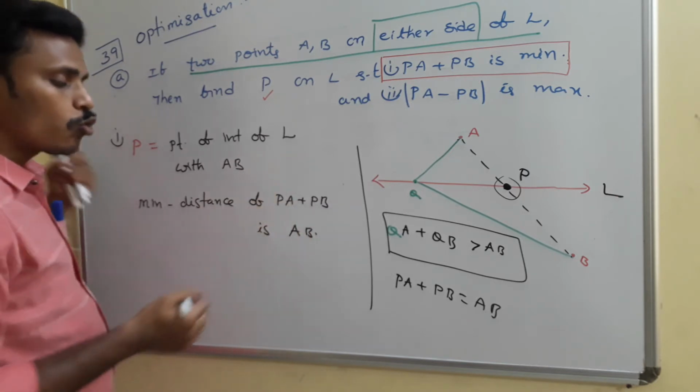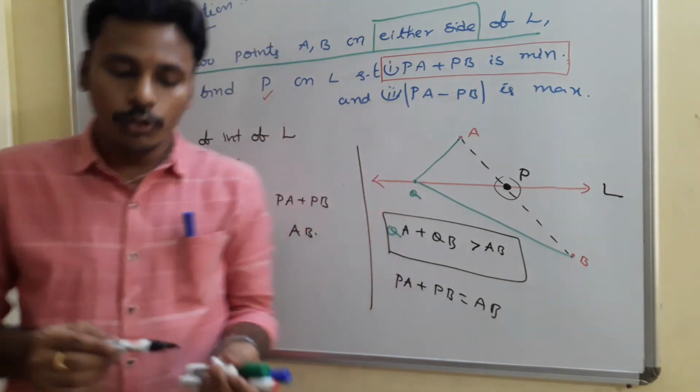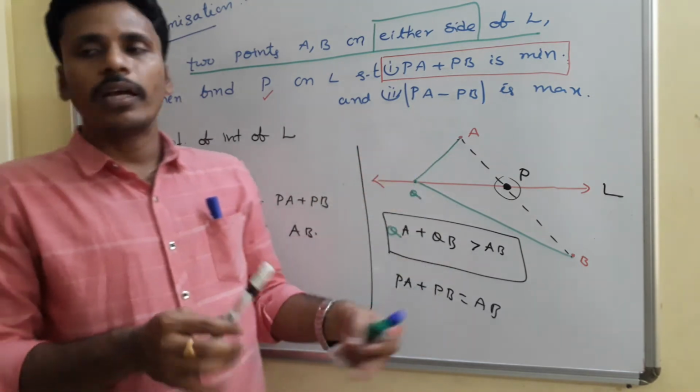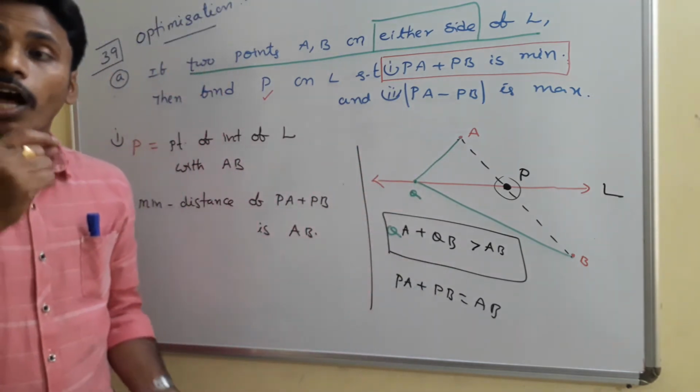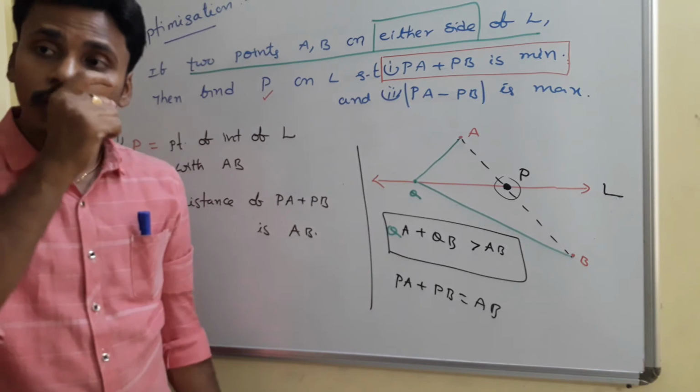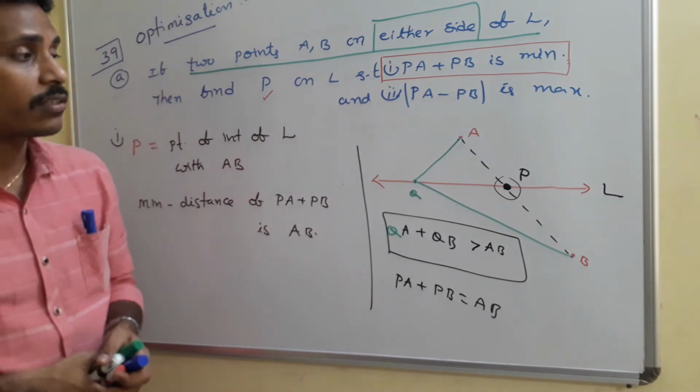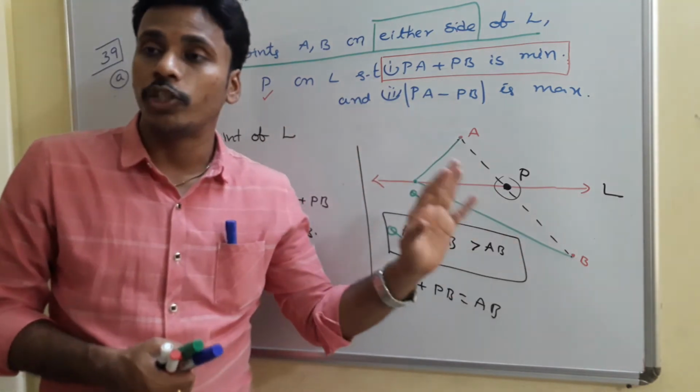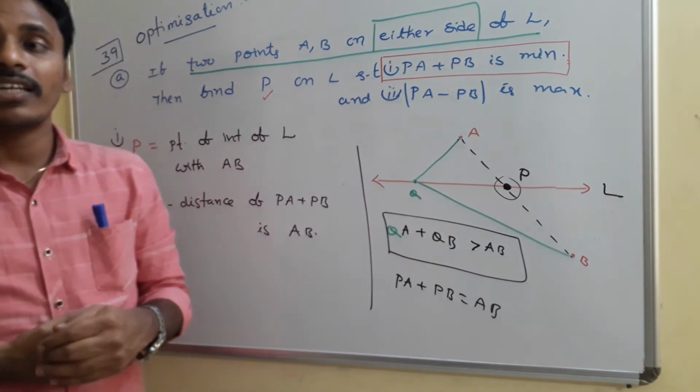If anybody asks you to mention that minimum distance, you just find the distance between A and B, that is the minimum distance. If anybody asks you to locate that point, you just find the point of intersection of that line with the line segment joining AB. So that is the discussion actually.